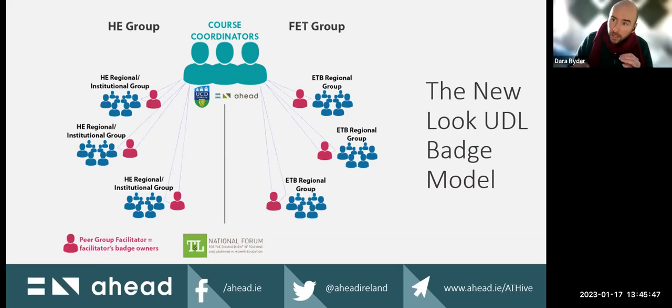Then in each institution and each education and training board at a local level, we have previously trained facilitators who manage local groups of peers. So they might have four or five groups of peers themselves, those groups being maybe 3 to 5 people in size, all working together to understand the course content better and to brainstorm and support each other as a learning community. And that works really, really well.